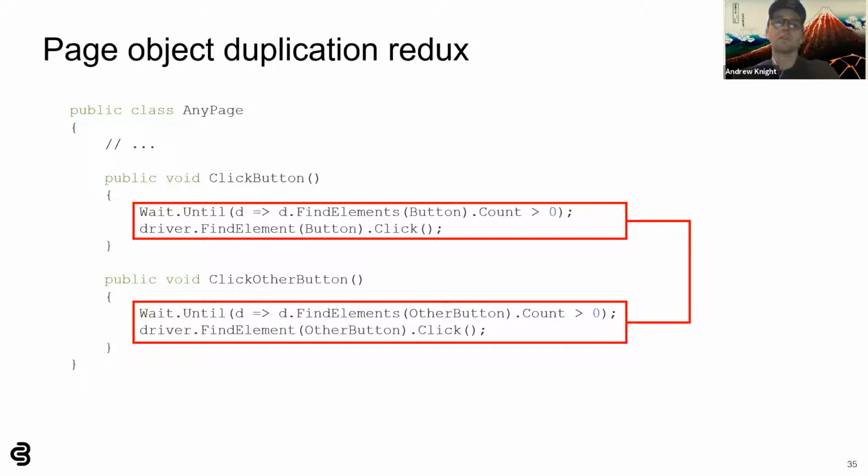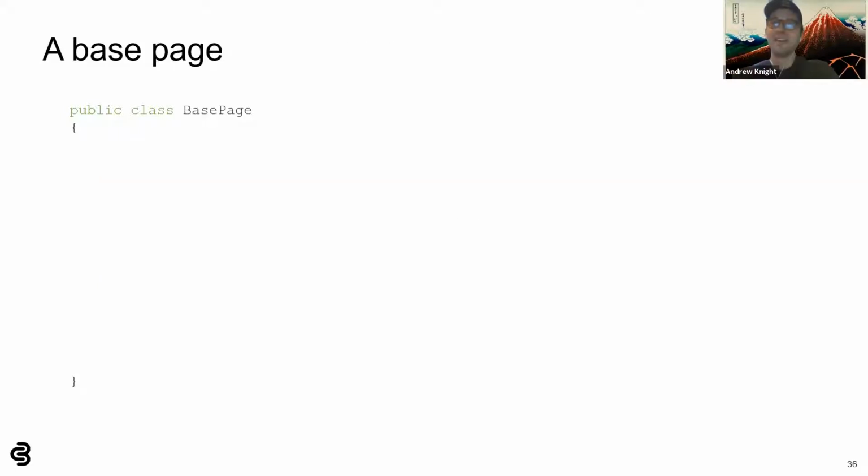At some point, some teams will say, aha, okay, I got this. More duplicate code can be solved with more object-oriented programming. And then they'll create the infamous base page class, which is a parent class for all page objects in their project.